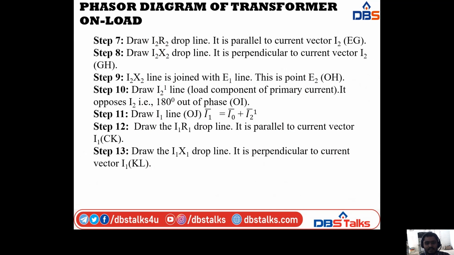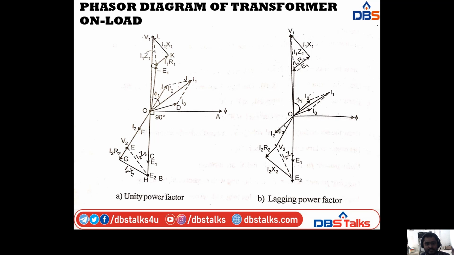And next, draw the I1X1 drop line. It is perpendicular to the current vector I1. That is the KL line. The KL line in the phasor diagram of all three cases represents the I1X1 drop. In all of the cases we have these lines.